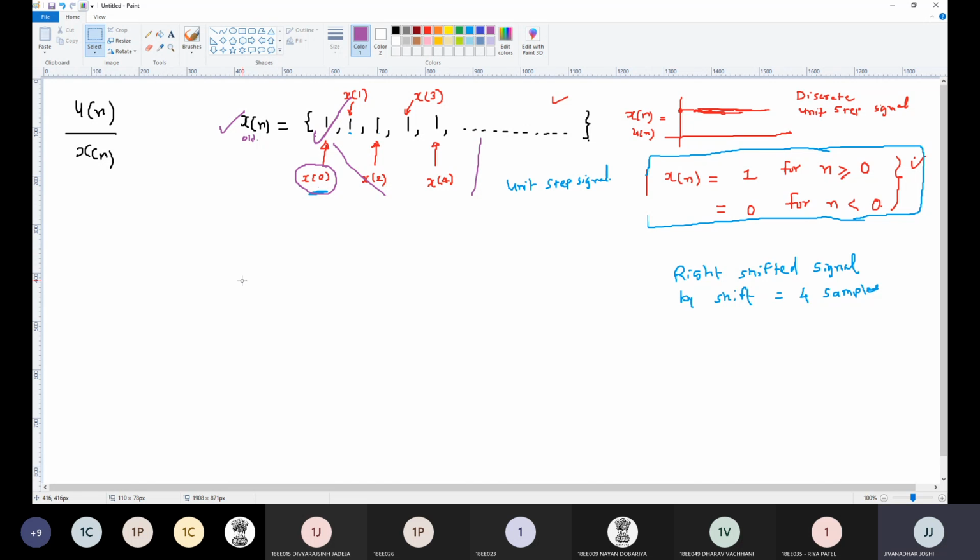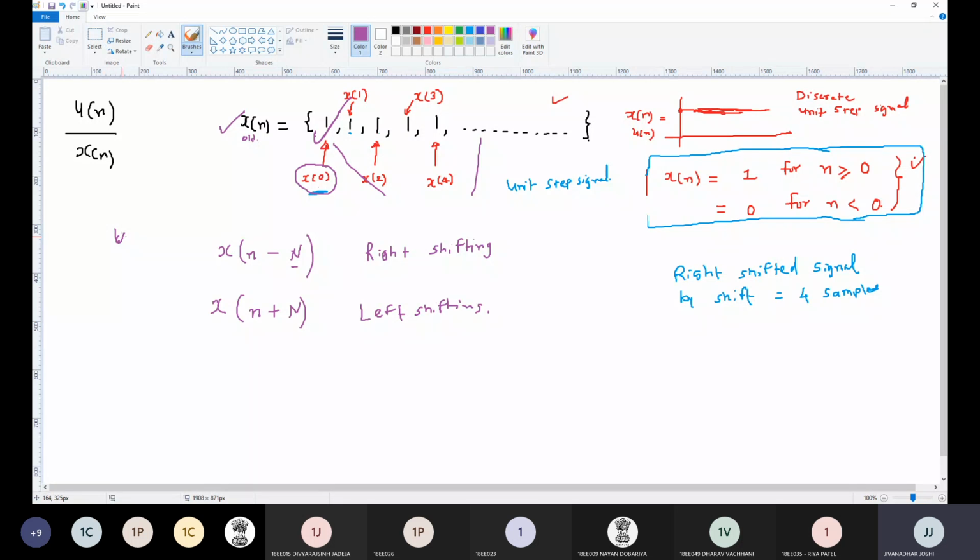So, a delay towards right is written to be x of n minus N, where N is the delay. Now this is actually right shifting. And delay towards left can be written as n plus capital N. This is my left shifting. Okay. Now one out of this is causal and another one is non-causal, as we have already discussed. Now let us discuss the reason why one out of these is causal, another one is non-causal.